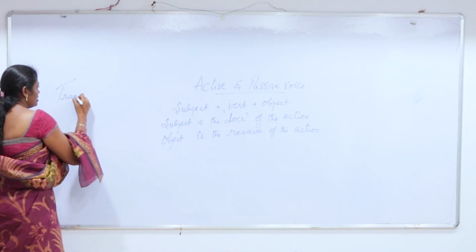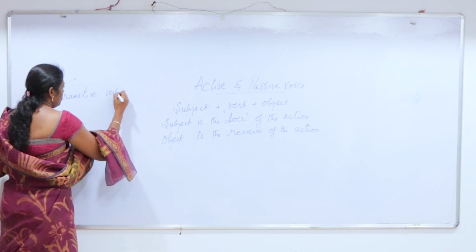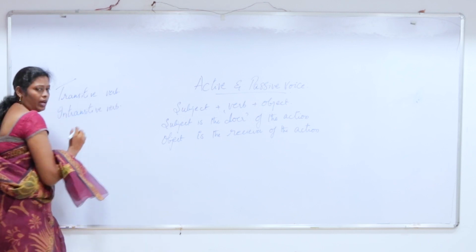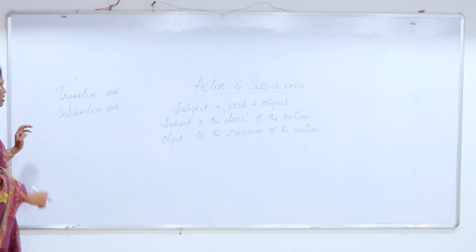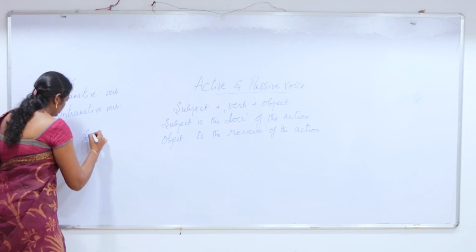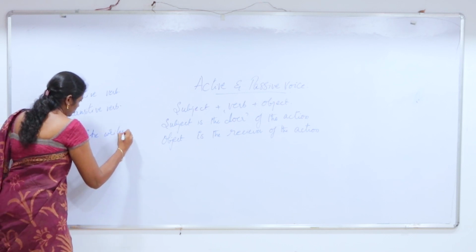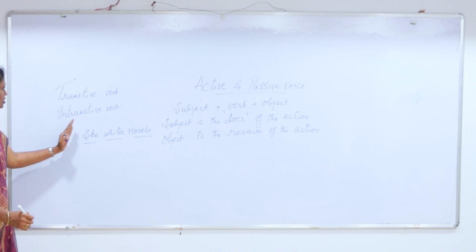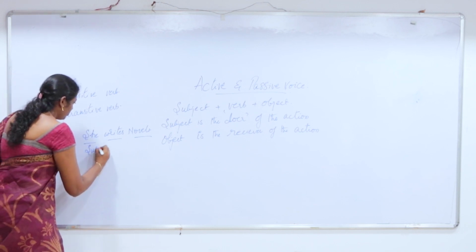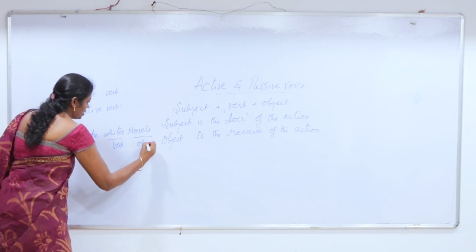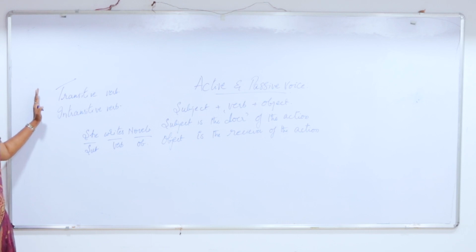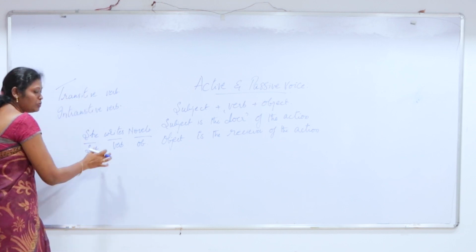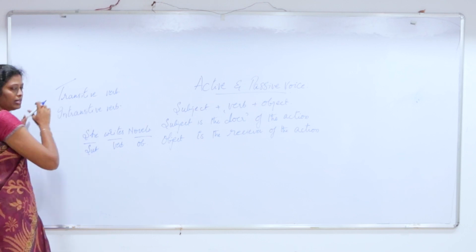Already in the last session we have seen the transitive verb and the intransitive verb. What do we mean by transitive verb and what do we mean by intransitive verb? Very simple, guys. When we look at this sentence, "She writes novels," she is the subject, writes is the verb, and novels is the object. So the first rule in active and passive voice is that the verb which carries an object is called the transitive verb.